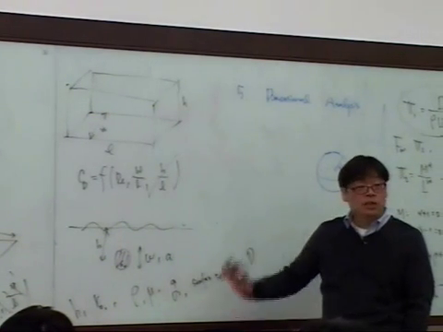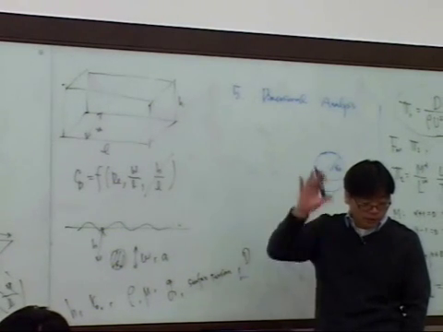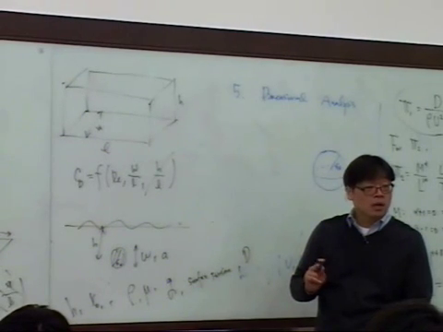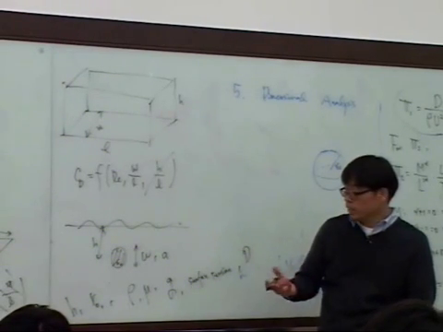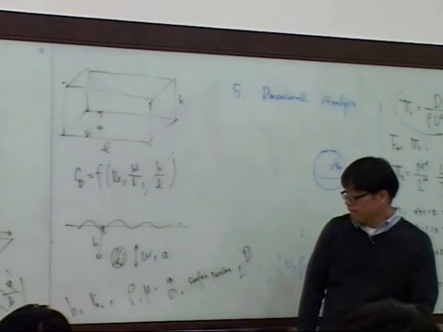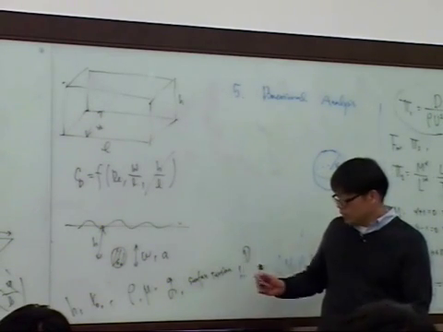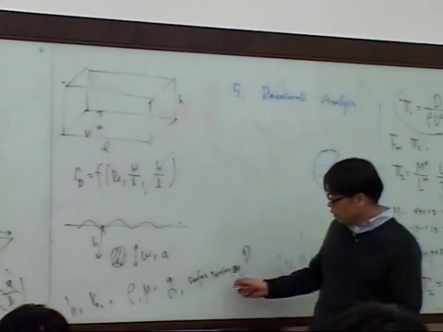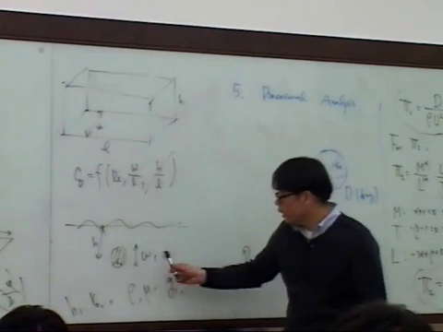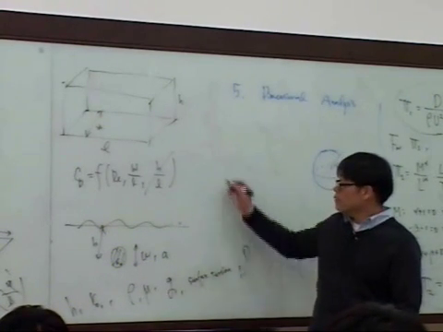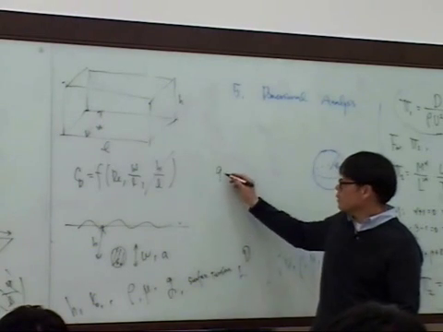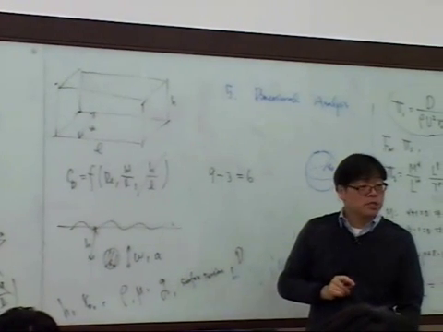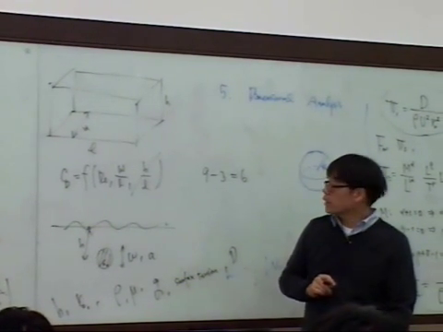Once again, from here, you can list the dimensions of all the variables, and choosing 3 repeating variables, you can find pi terms. So here, as I said, 1, 2, 3, 4, 5, 6, 7, 8, 9. 9 physical variables or parameters, and subtract 3, and you will end up with 6 pi terms.